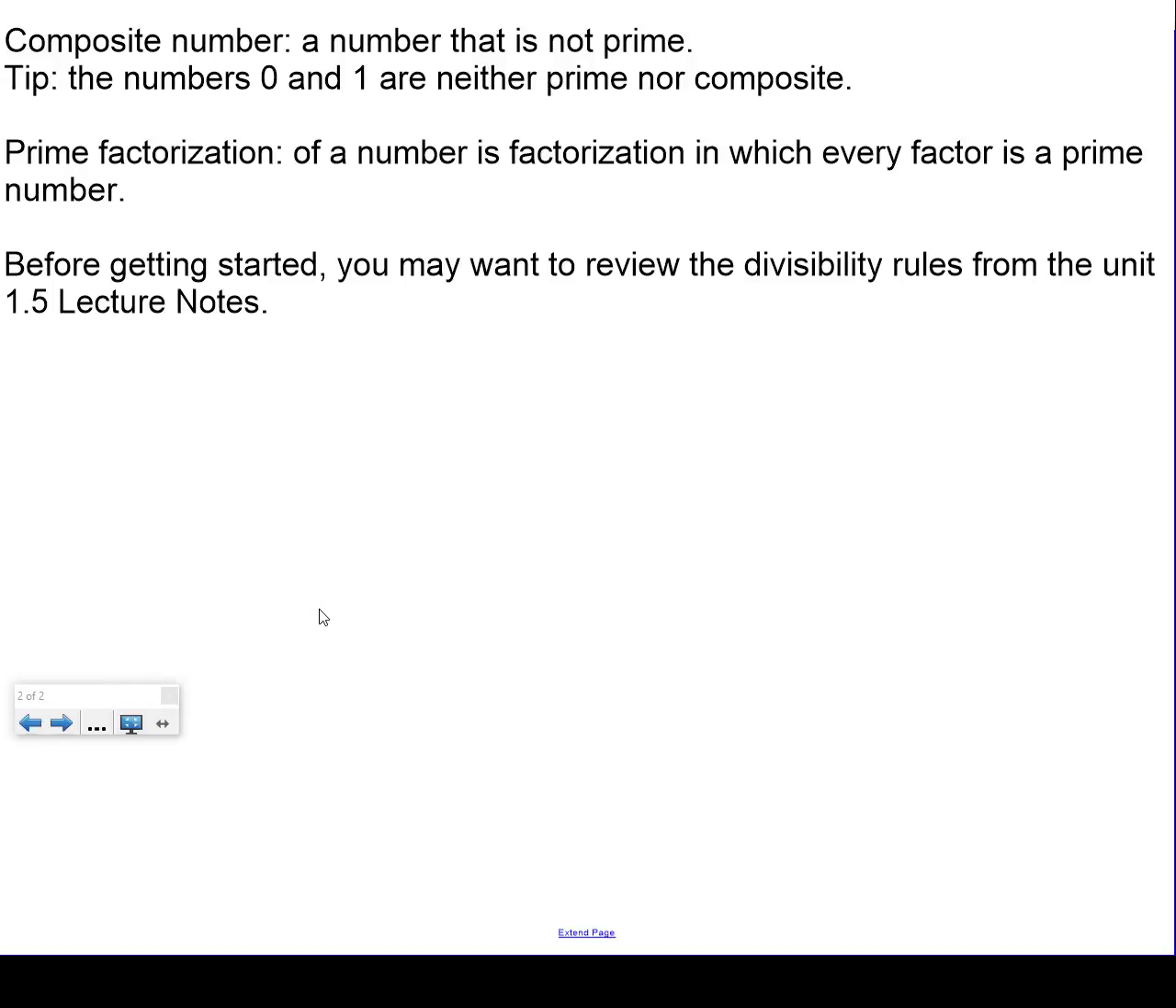So our first example would be 12. I want to write all the factors of 12. How do I do that? Well, I start by finding what numbers multiply together to give me 12. And I start with 1. 1 times 12 gave me 12. 2 times 6 gave me 12. 3 times 4 gave me 12.